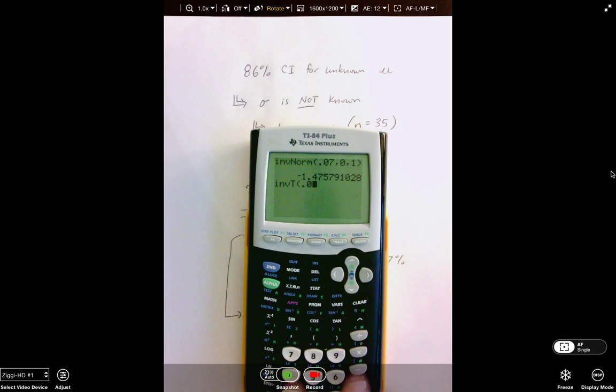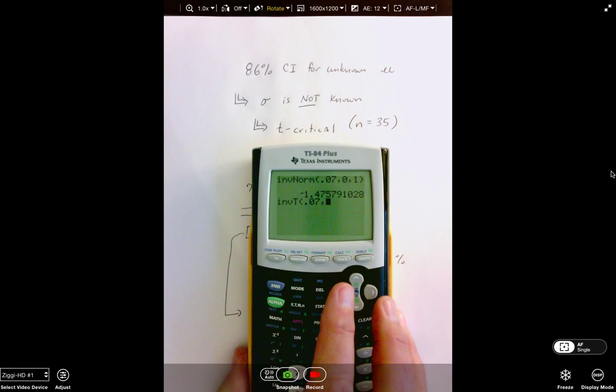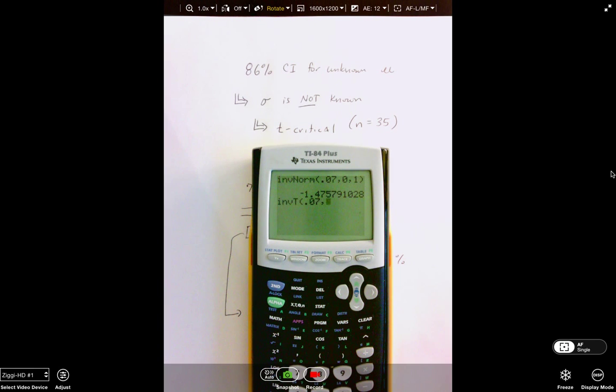We need 0.07 below. Our sample size is 35. So our degrees of freedom is going to be 1 minus that. That's all we put in. We don't put in zeros and ones in the t-distribution. We just put in degrees of freedom.